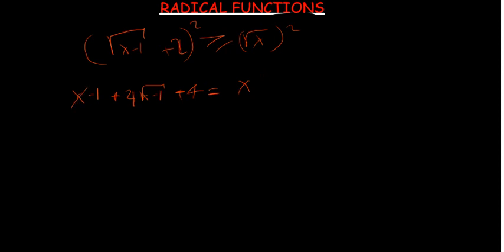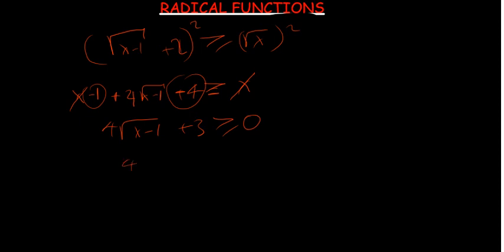Of course, this x and this x are going to cancel. And then we are going to remember 4 root of x. I've put equal to, it's not equal, that's greater than or equal to. Now negative 1 plus 4 will be positive 3. That should be greater than or equal to 0. So that will give us 4 root of x minus 1 greater than or equal to negative 3. We divide by 4. The root of x minus 1 is greater than or equal to negative 3 over 4.